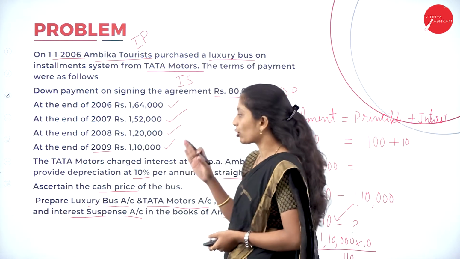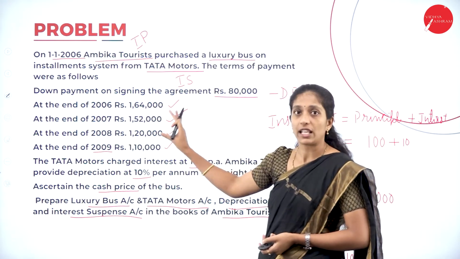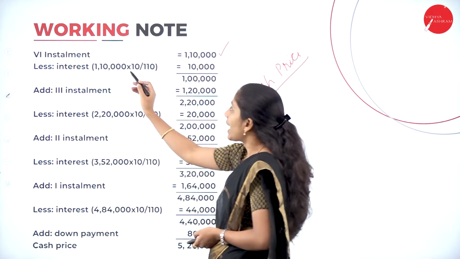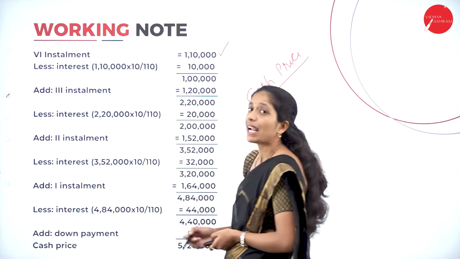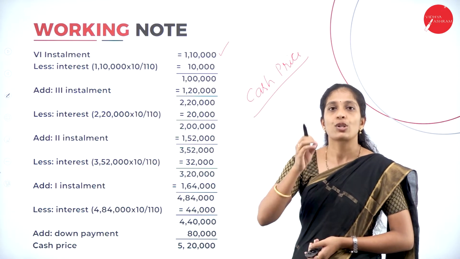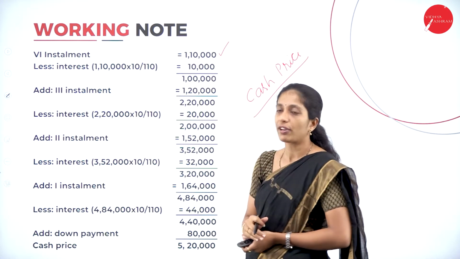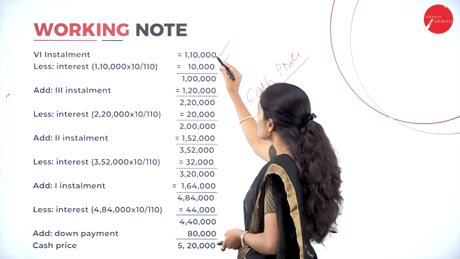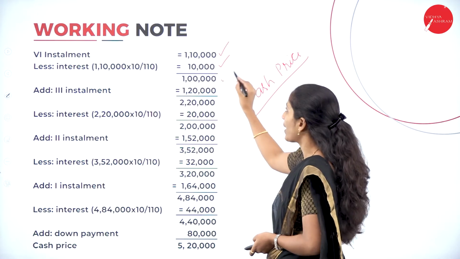So, why do we have to cross multiply like this? Because this installment amount includes interest also. So, let us calculate 1,10,000, the fourth installment, into 10 divided by 110. We are not dividing it by 100. We are dividing it by 110 because it is inclusive of interest. So, when you calculate, you will get 10,000. So, fourth installment is 1,10,000 minus interest, so we will get 1 lakh.